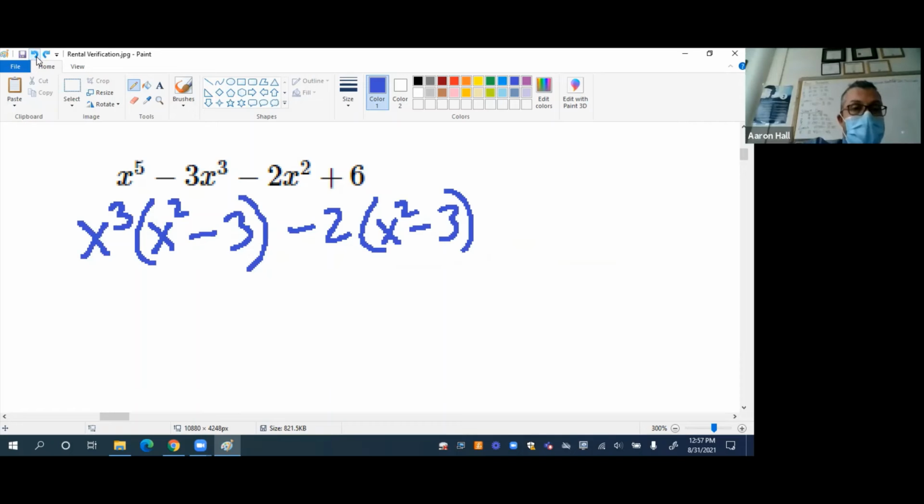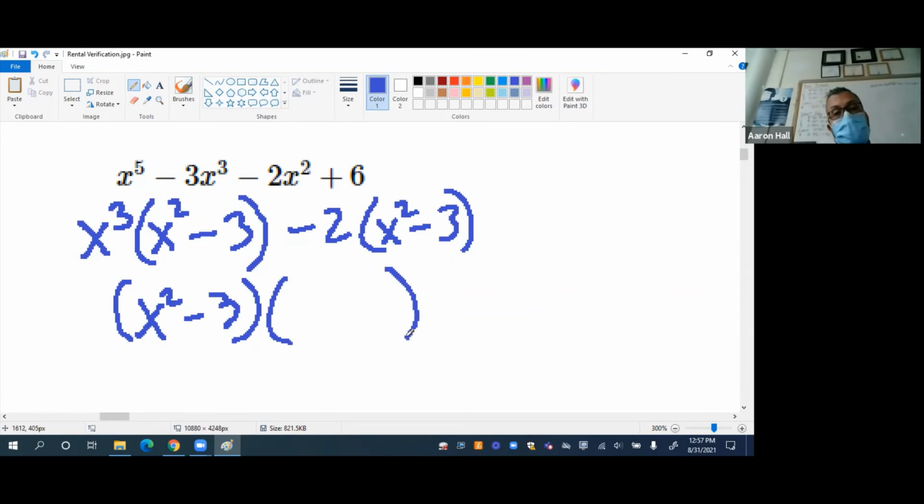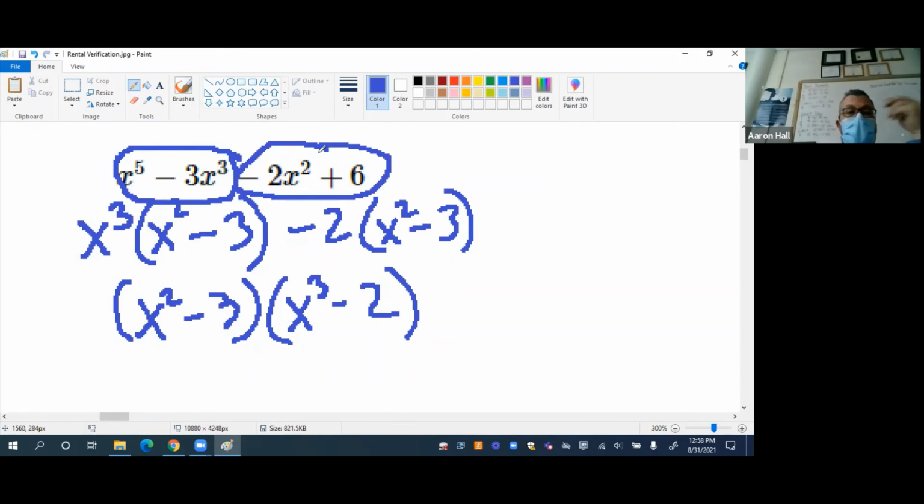So that's going to give us x squared minus 3 as one of our binomials, or one of our factors, times what? X cubed minus 2. Yep. And those are our factors. So just one of our tools is seeing if we can factor something out of the first two terms and something out of the second two terms so that we have another binomial that's the same.